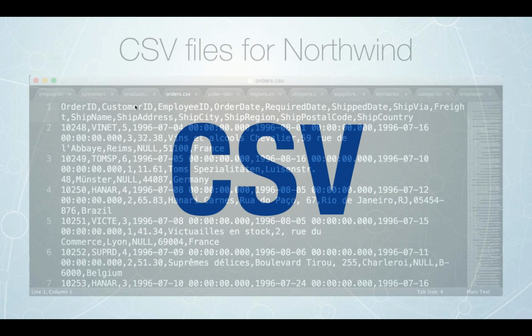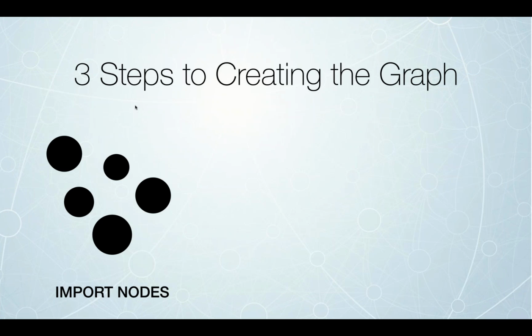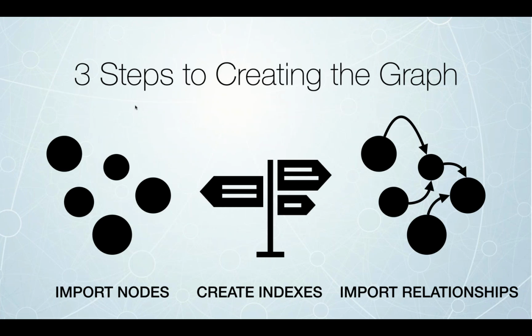So a CSV file for Northwind might look something like this. Here we're looking at a CSV for orders. We have lots of CSV files for employees, customers, products as well. There's sort of three steps here for importing our data. The first, we want to import our nodes. Then we want to create indexes to make sure that querying will be performant. And then we create our relationships.